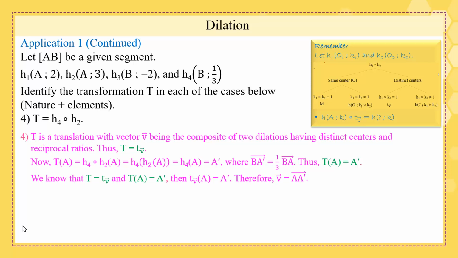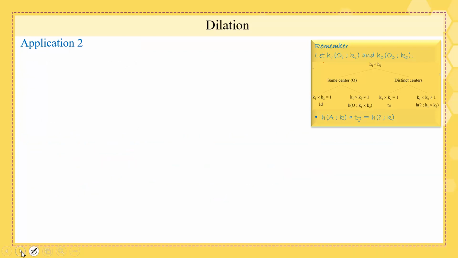That means BA prime equals a constant times a fixed vector. That means A prime is also a fixed point. So the vector AA prime is fixed. So the vector V is fixed. Finally, the vector V that we are searching for is the vector AA prime. So T will be a translation of vector AA prime. Here is the figure that illustrates our concept. This is our vector V. Let us go to the second application.